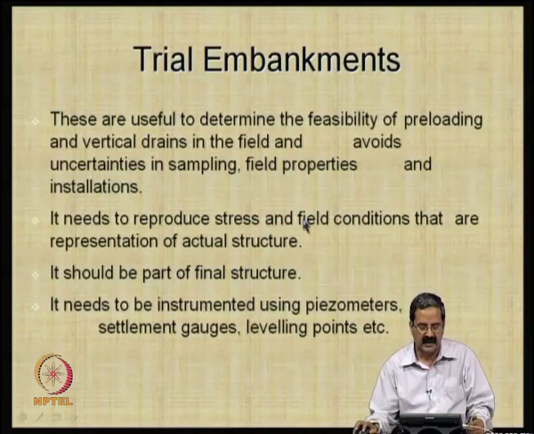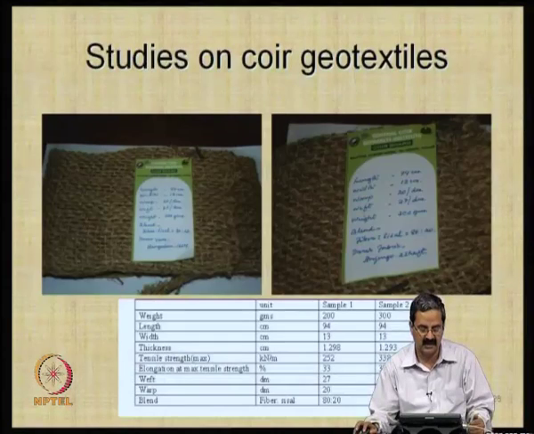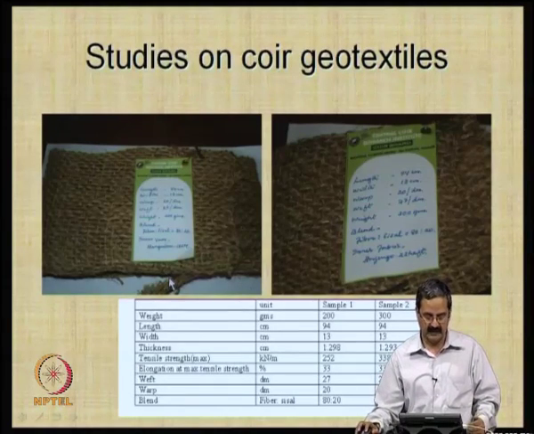The trial embankments are quite useful, as I just mentioned. Normally people do this because it helps in avoiding sample disturbance and uncertainties in the sampling and field properties. This we have discussed. I will just show you a small example of what we studied.